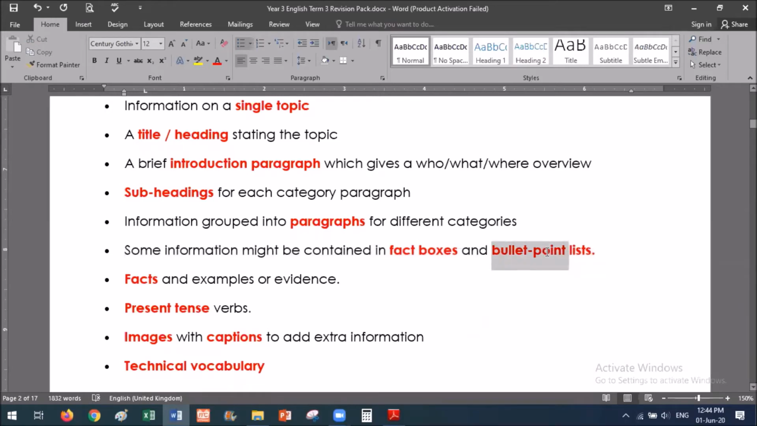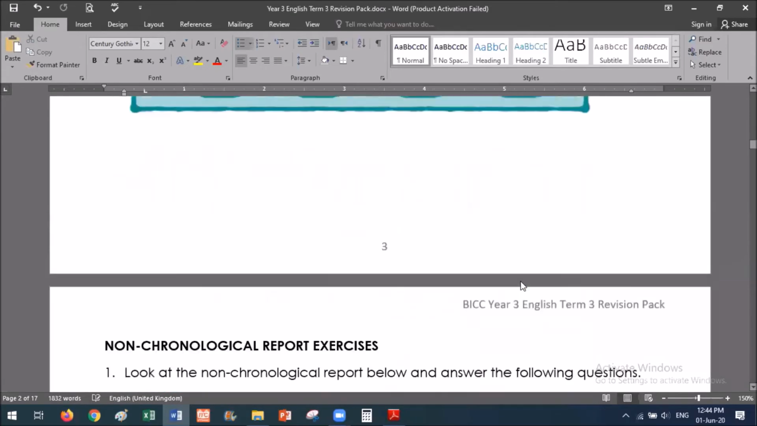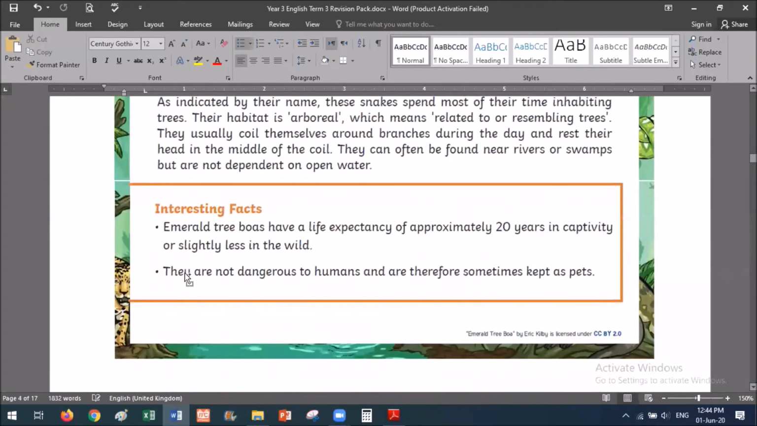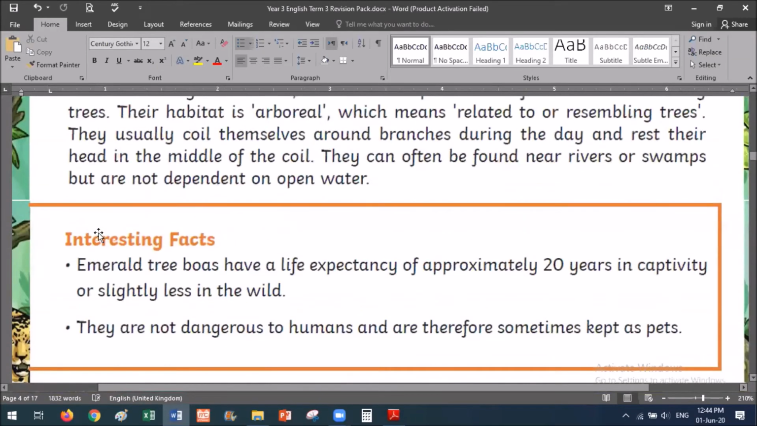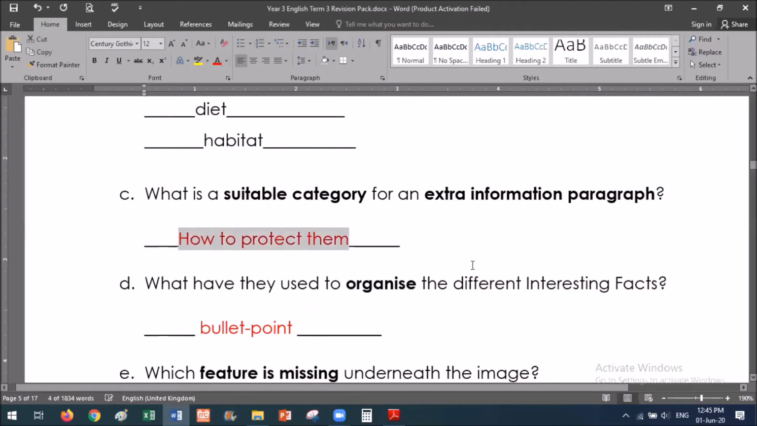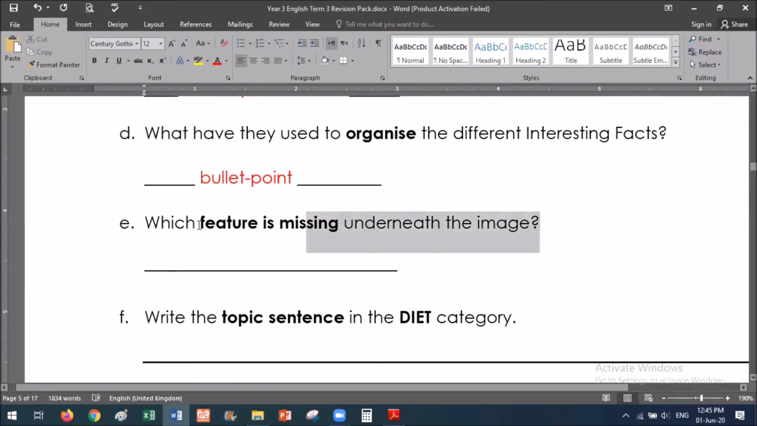So we need to use bullet points so that we can easily see the information. Can you see the bullet points are here? Yes. We have the little dots at the beginning, so we know that these are 2 different sentences about 2 different things. Very good, bullet points. Can you read question E, please?